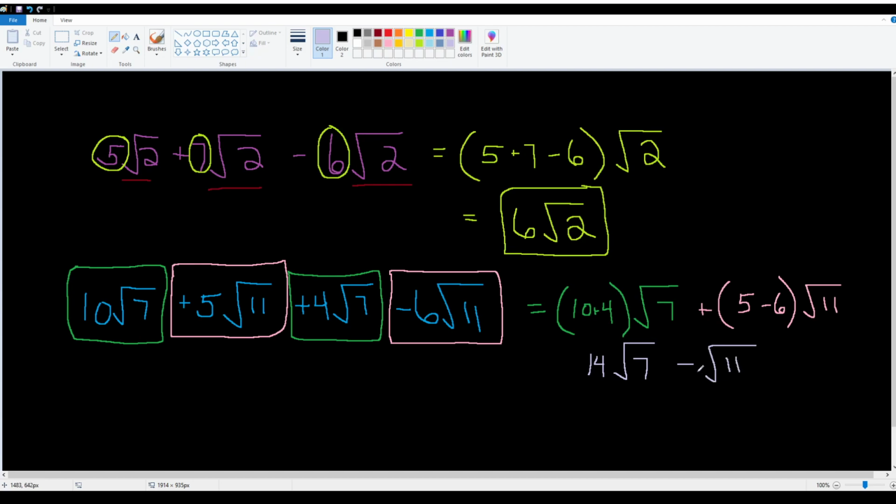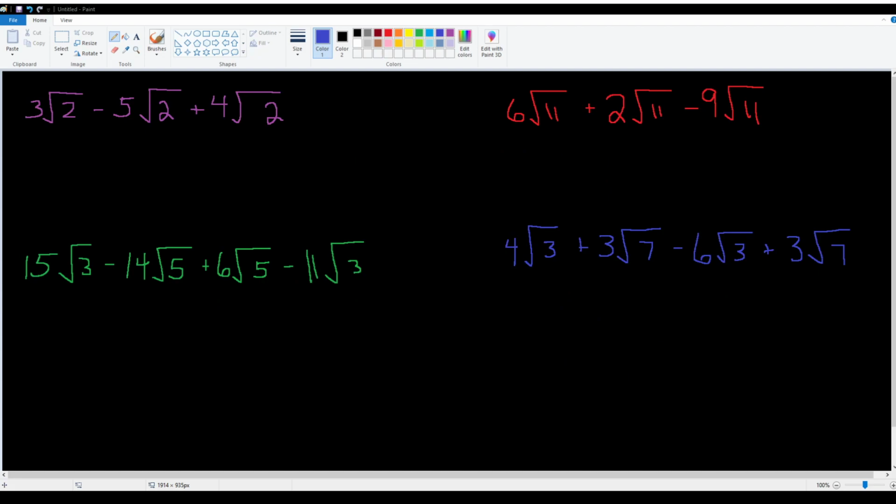Now again, we don't have to put the coefficient of 1 here. If you have a coefficient of 1, it does not have to be there. So we would just put minus, because it is a negative 1, square root of 11. And then this would be my final answer, because again, I can't combine these two terms because they don't have the same radicals. This is a radicand of 7. This is a radicand of 11. They're not the same, so I cannot combine them.